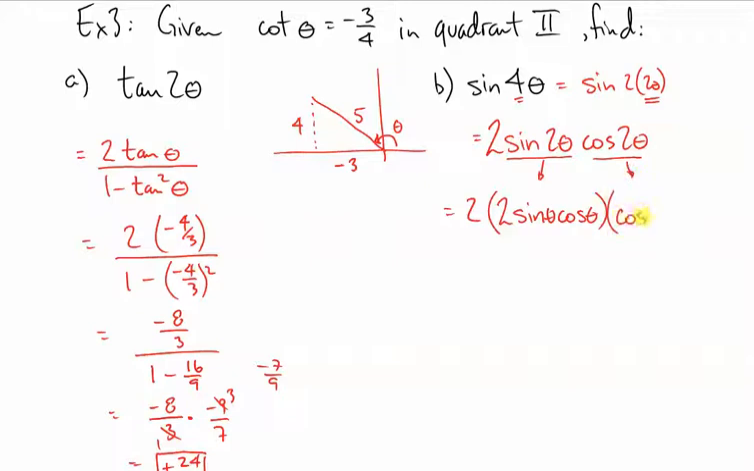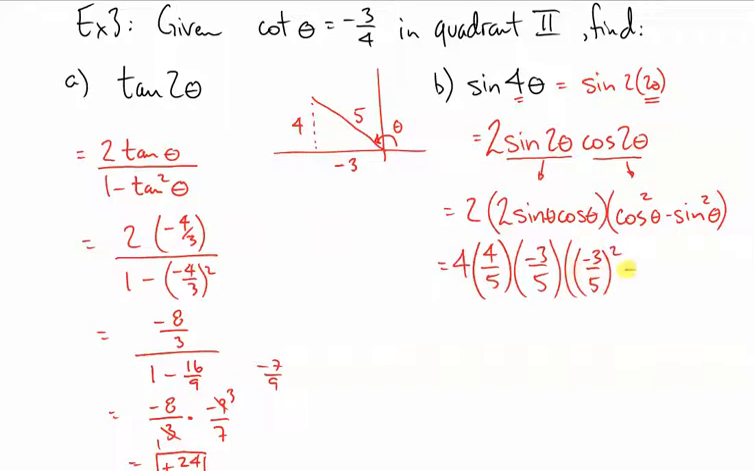I'm going to choose to write it as cos squared theta minus sine squared theta. There are 2 other ways to write it. All of them will work. Okay, at this point, we start doing some simplification. Sine of theta, that is 4/5. Cos of theta is -3/5. Then cos squared theta is -3/5 in brackets squared minus 4/5 in brackets squared.